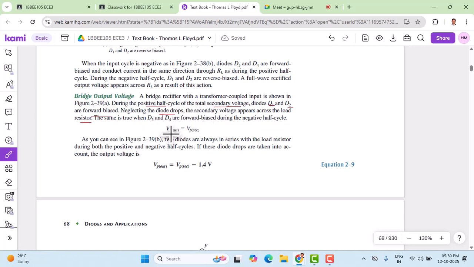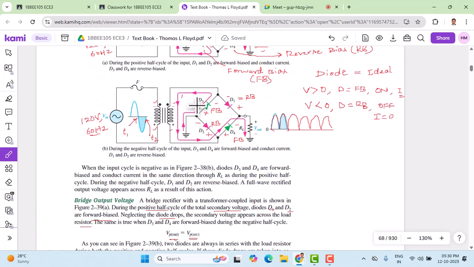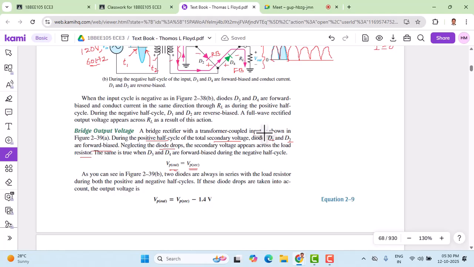So the peak output voltage Vp out is equal to the peak secondary voltage. What do you mean by that? The peak output voltage we have seen here is exactly equal to the peak secondary voltage. The voltage we get here exactly appears at the secondary. The same is true for the other half cycle, where D3 and D4 become forward biased and D1, D2 become reverse biased. Therefore, whatever voltage appears at the negative peak will be the Vp secondary. The direction across the load is the same in both half cycles.